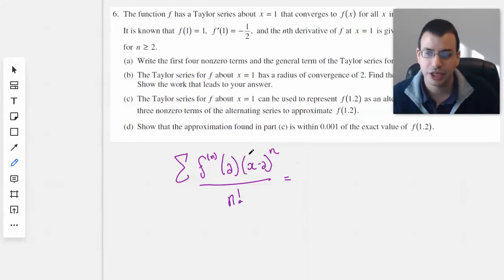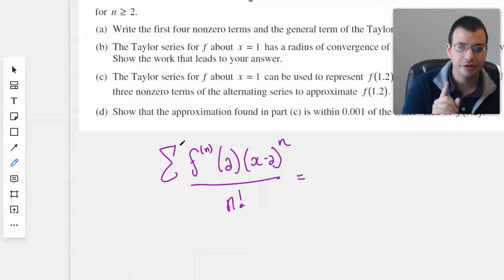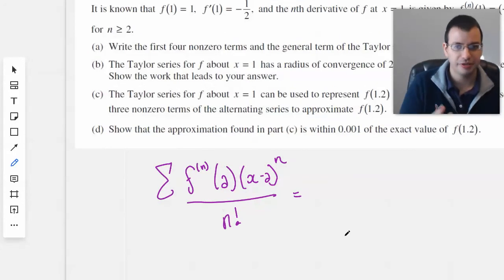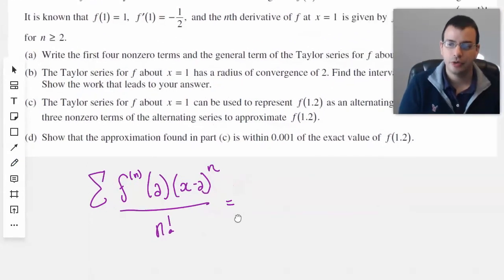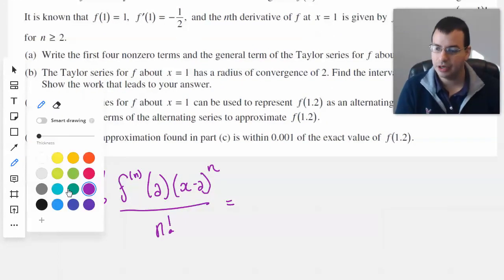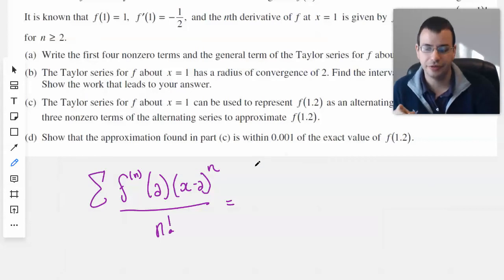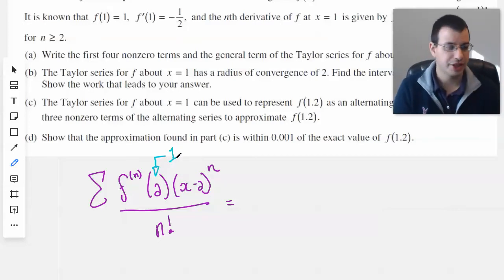And what they do then, so this is the derivative. The 0th derivative would just be f(x). So writing this out then, we know that the first derivative is 1. And then they also, when they said about 1, that's what a equals 1 means.